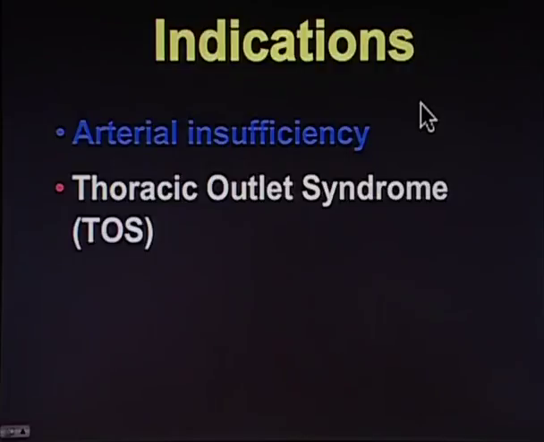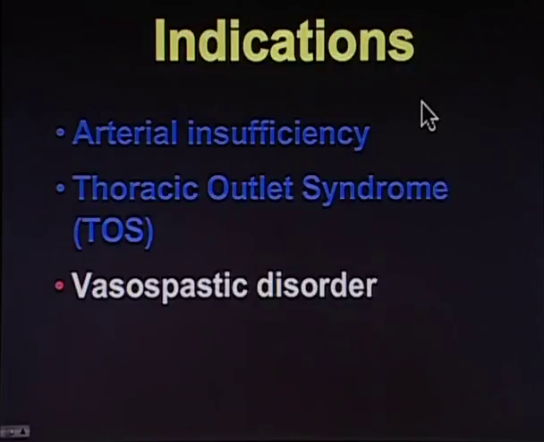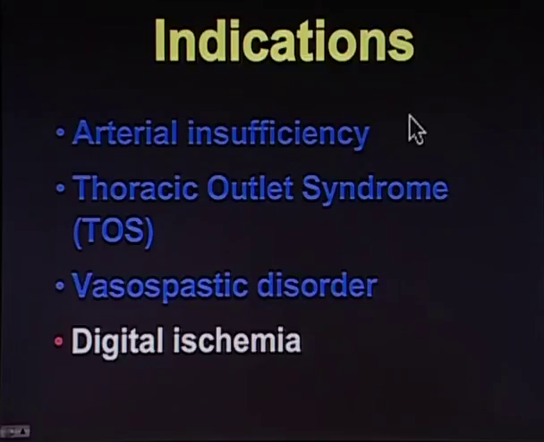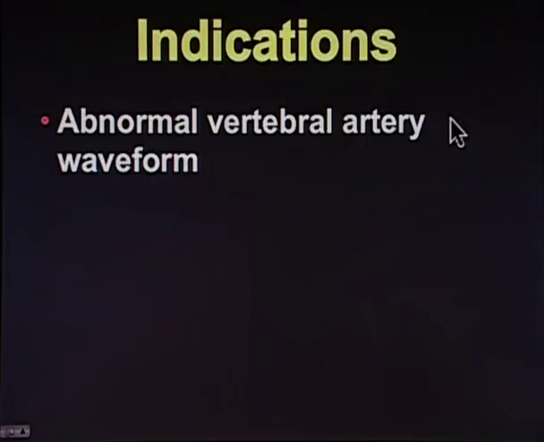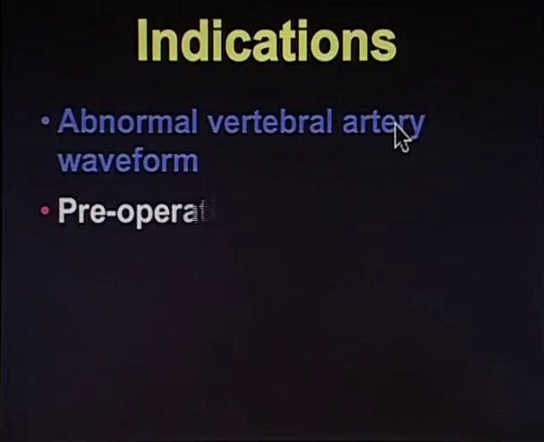thoracic outlet syndrome, vasospastic disorders, and digital ischemia. We'll be discussing methods to address each one of these indications for the exam. Additionally, we occasionally see abnormal vertebral arteries during a cerebral vascular examination, and if the vertebral artery is abnormal, it's appropriate to investigate the subclavian artery as well.